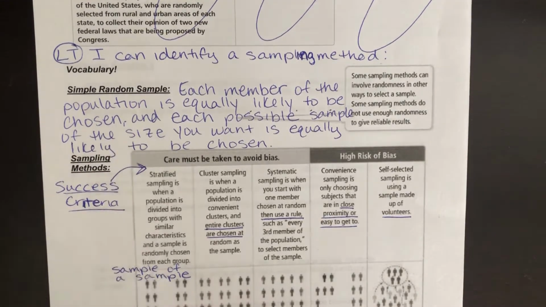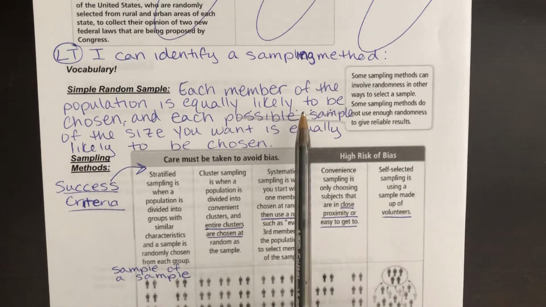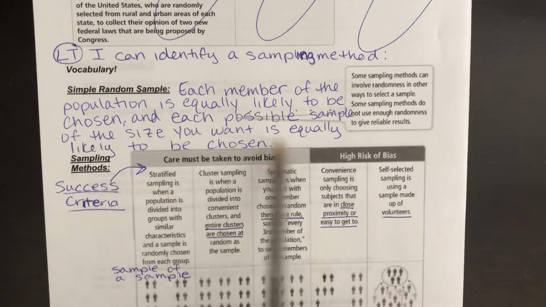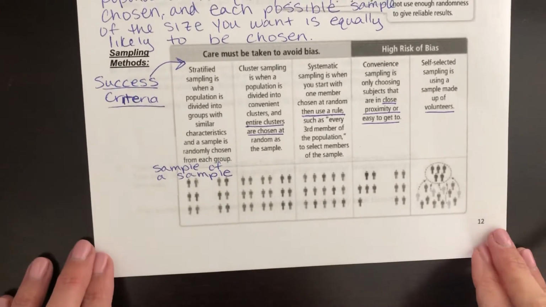A simple random sample would just be each member of the population is equally likely to be chosen, and each possible sample of the size you want is equally likely to be chosen. So that would give the most valid results. But there are 5 types of sampling methods, and we're going to go over all 5 of those now.